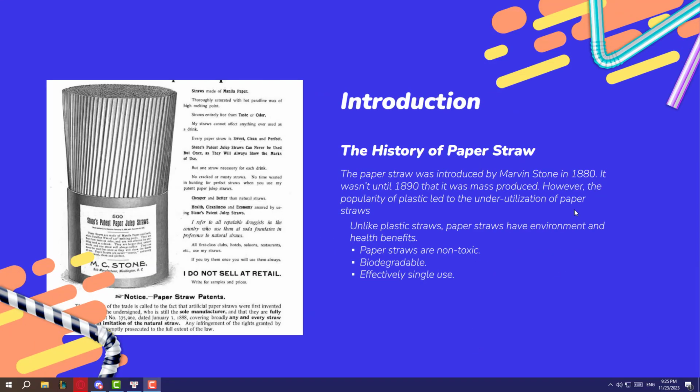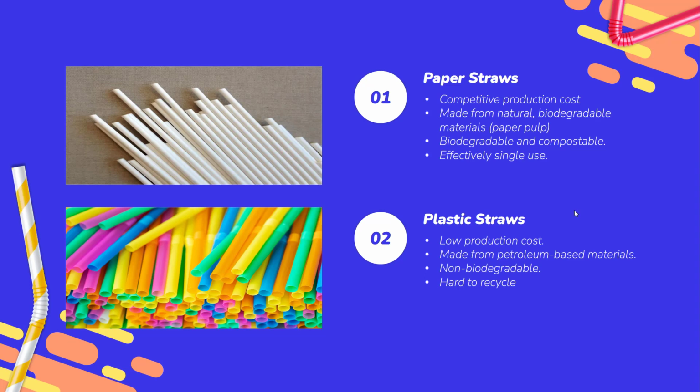Let me introduce you to the history of the paper straw. The paper straw was introduced by Melvin Stone in 1880. It wasn't until 1890 that it was mass produced. However, the popularity of plastic led to underutilization of paper straw. Unlike plastic straw, the paper straw has key environmental and health benefits. Paper straws are non-toxic, biodegradable, and effectively single-use. This is the comparison of paper straw and plastic straw.